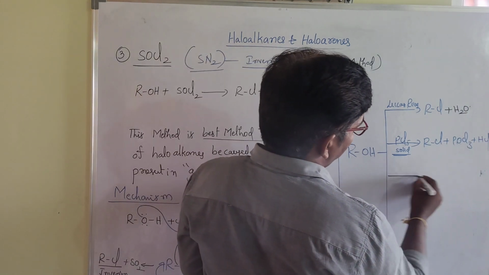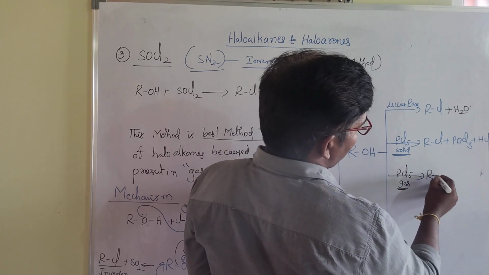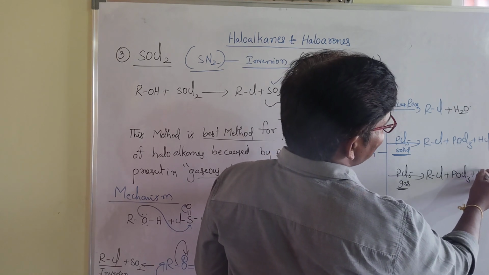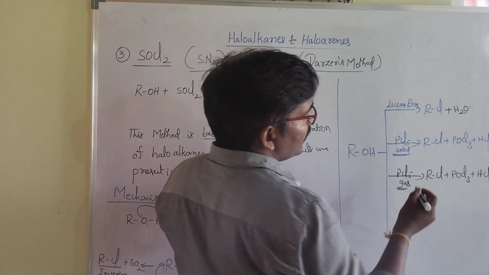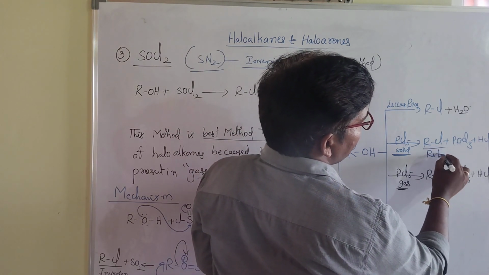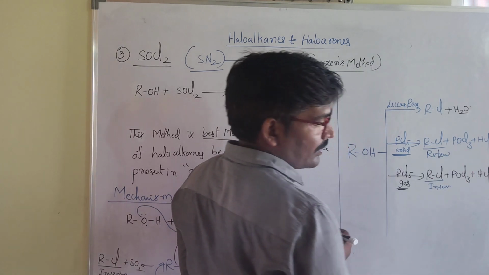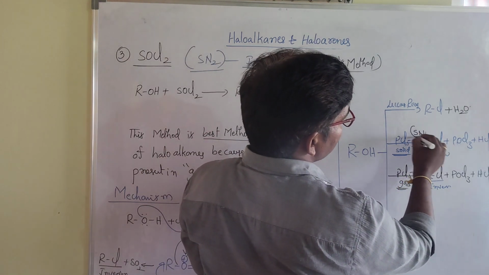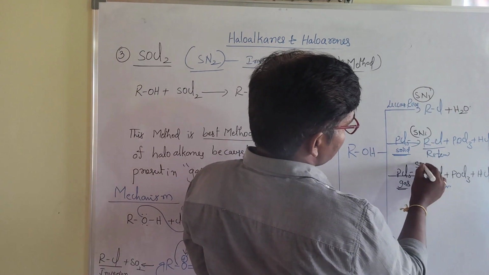Then PCl5, when it is present in the gaseous state, R-Cl will be formed, with POCl3 plus HCl. All are the same, but what happened here? Here it is retention configuration. Retention product. Here, inversion product. So this mechanism is SNi mechanism. This mechanism is SN1 mechanism. This mechanism is SN2 mechanism.